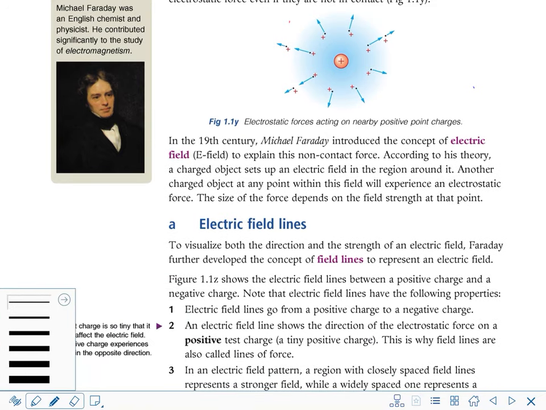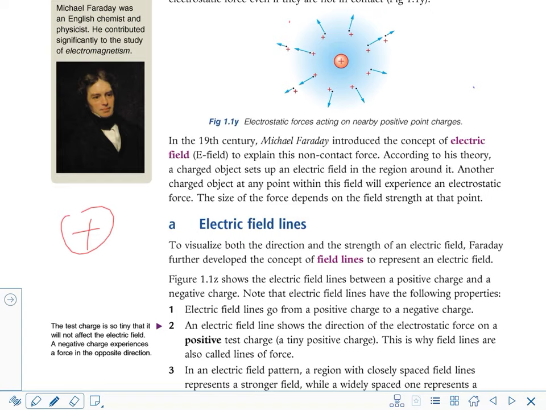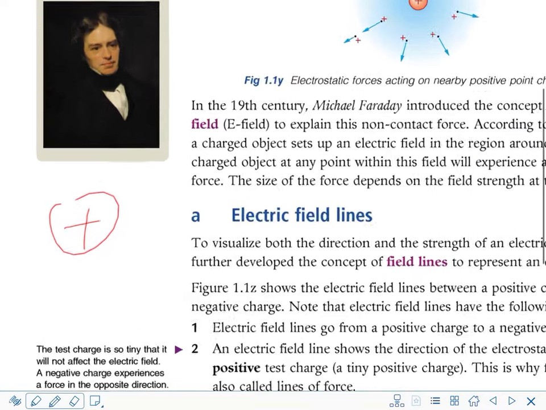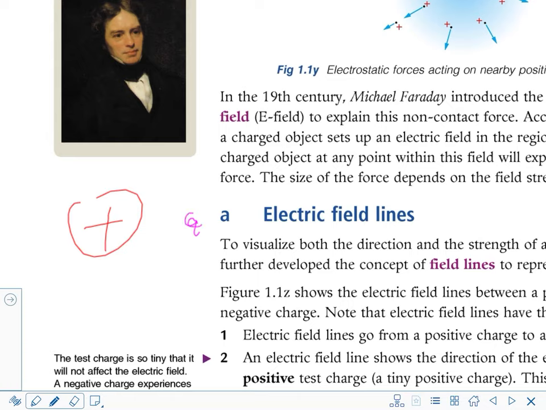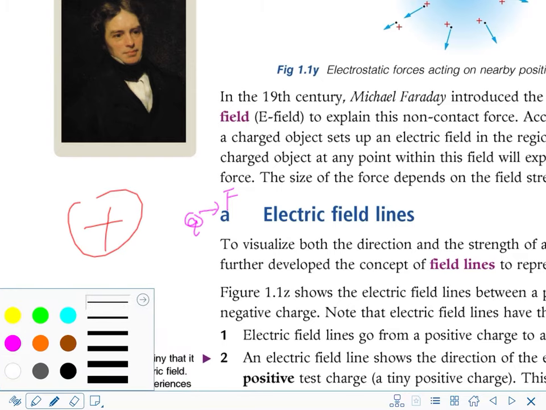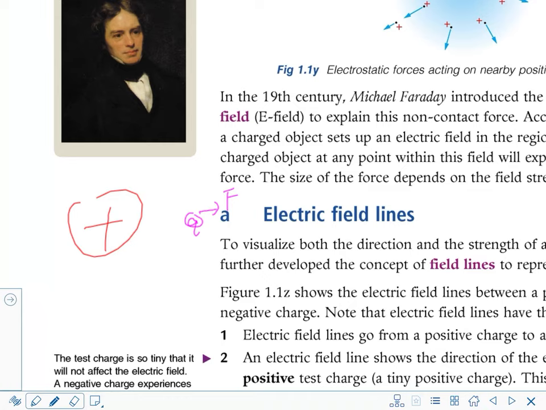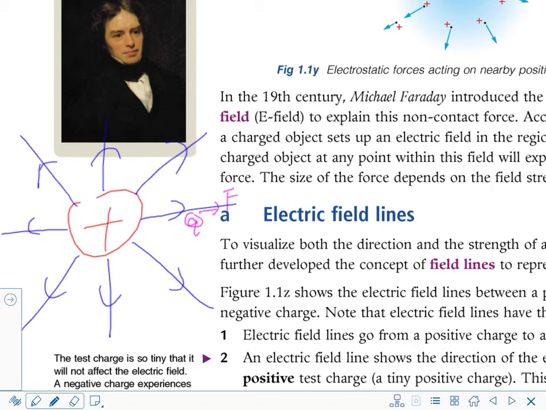Okay, E field. If I put a large charge here, scientists will think something happened in this region. If I put a small charge, say test charge, small q here, which is a positive charge, what happened? So we know it will repel, right? So scientists will think that this region is covered by an electric field, okay. And scientists define electric field starting from positive charge.